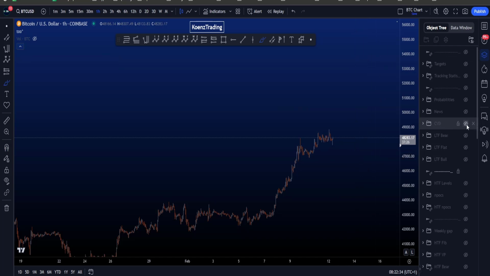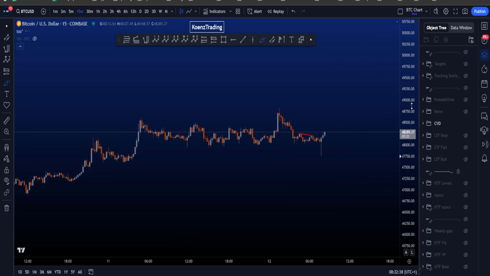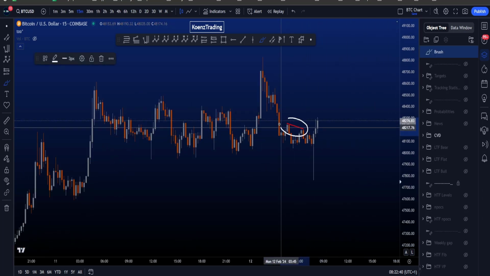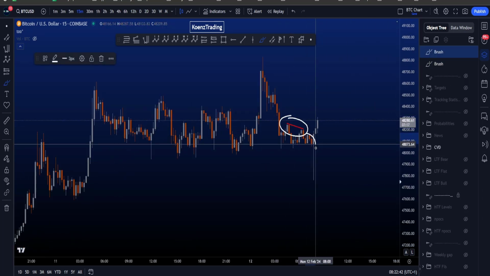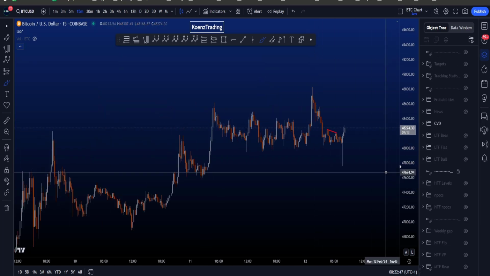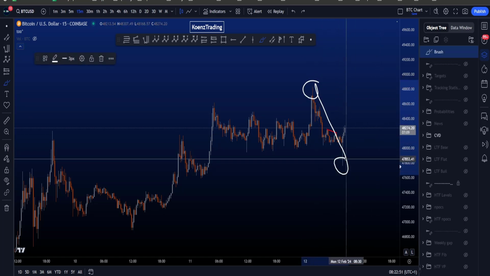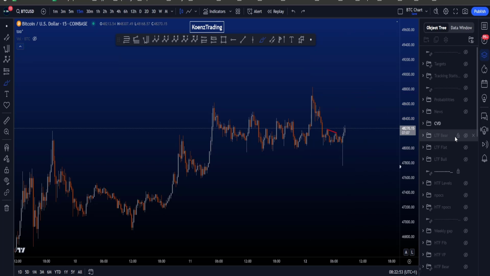potential wave 4s. If we look at the CVD divergences on the 15-minute time frame, we had a bit of bearish CVD divergences here, and these have played out because price moved to the downside, and now we have to be very patient, wait and see what price is going to give us, as after this high over here and the low it made, it needs to form a little bit of a range to get back to CVD divergences.